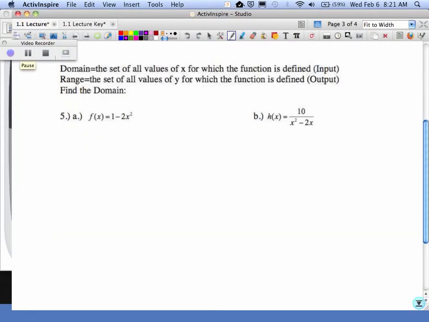Domain: the set of all x values for which the function is defined, the input. So people in mathematics may talk about what's the domain? What are your inputs? What are your x values? The range: the set of y values that are defined for the function, or the output. So y values, range, outputs.